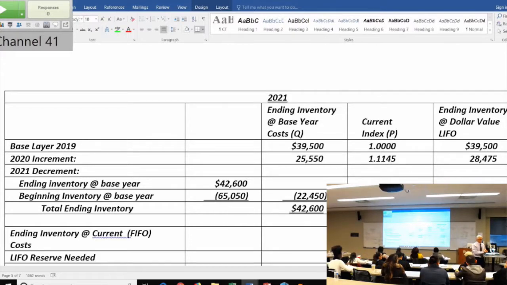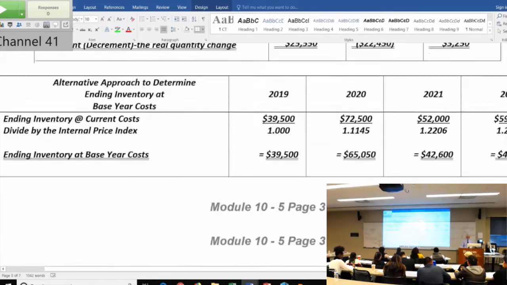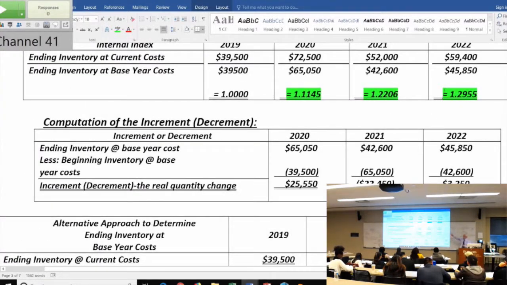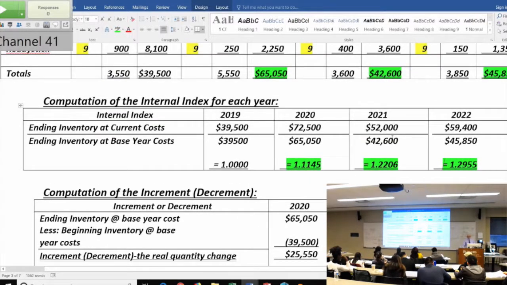Yep. Because the decrement means not only did you sell all of those units at 1.2, you've sold some at, let me just clean this up for you, you've sold them also at 1.1145. So if you had an increment, it would add it at 1.2955. Good question. 1.2, you mean? Oh, 1.22. Yeah, there was another two. So if there was an increment this year, it would come in at 1.2206.